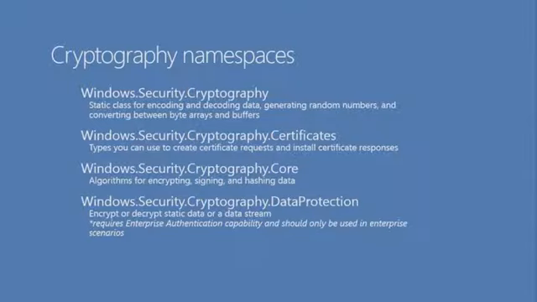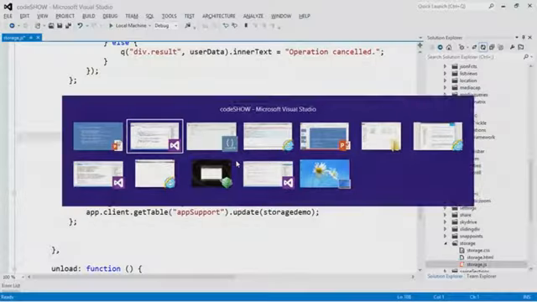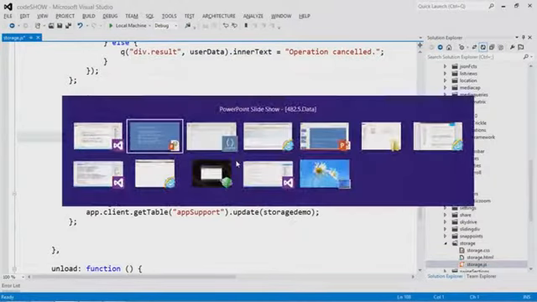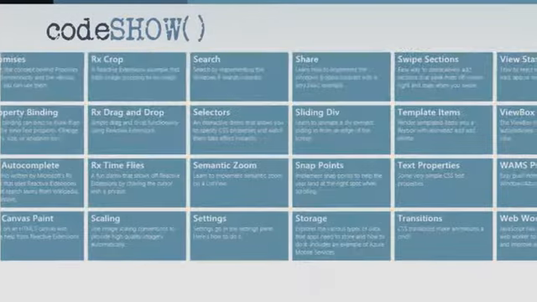Okay? In cryptography, it's a very simple namespace. You basically just have one class called the CryptographicBuffer that allows you to encode and decode data, and it also allows you to generate random numbers and convert between byte arrays and buffers. So I've got some demonstration of that in CodeShow. Let's go look at that in the UI.